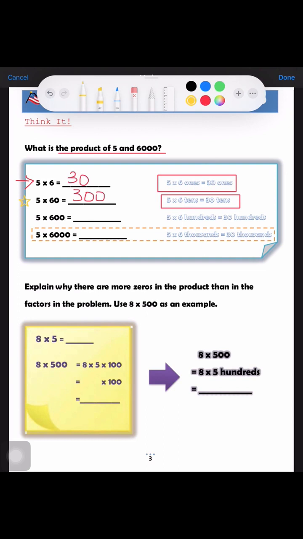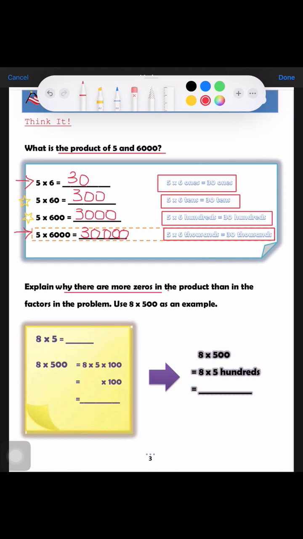And then we try to find 5 times 600. 5 times 600 equals to 3000. So 5 times 600 equals to 3000. At last, we can find the product of 5 and 6000. 5 times 6000 equals to 30,000. So the answer is 30000. And then we take a look at the questions below.